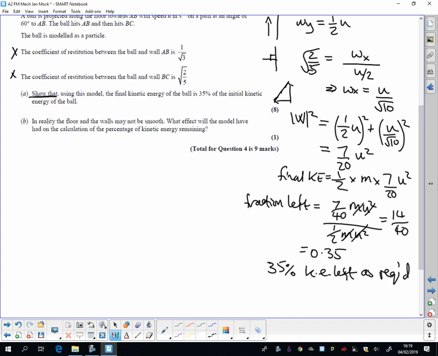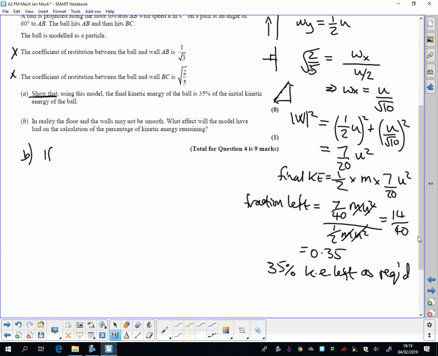Okay, so that's all the long bit. In reality, of course, the floor and the walls might not be smooth. It's very difficult to get something that's perfectly smooth. So what's going to happen? What effect will the model have had on the calculation of the percentage energy remaining? So we got 35%.